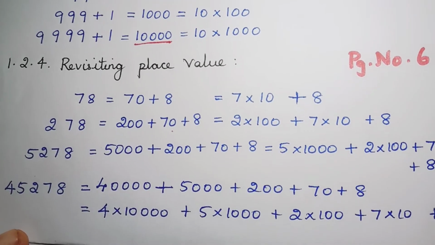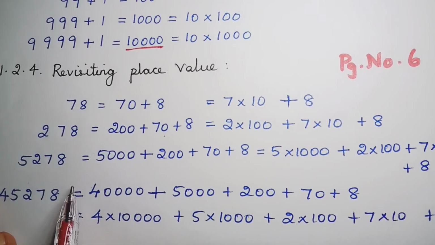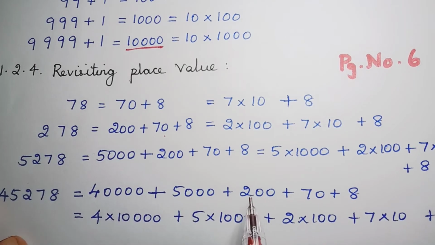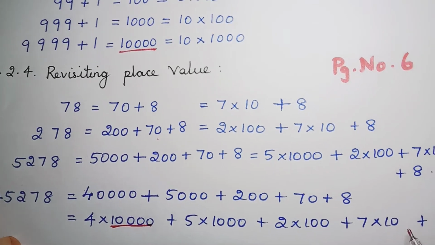So what happens when you add 10,000 here? This is 45,278. In the same way you have to write it. This is 40,000 plus 5,000 plus 200 plus 70 plus 8. This can be written as 4 times 10,000. This is the new term which is introduced here. So 4 times 10,000 plus 5 times 1000 plus 2 times 100 plus 7 times 10 plus 8.